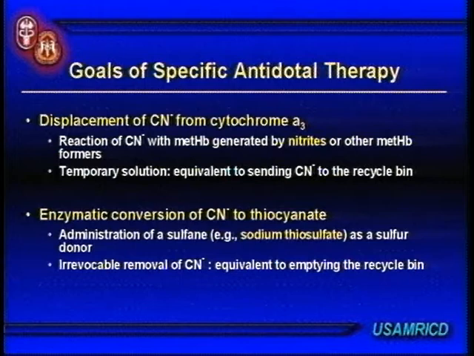Remember, what are the two reactions that cyanide likes to participate in? It likes to react with metals and sulfur. That's what we're going to do. We're going to give it a metal and we're going to give it a sulfur. The metal we're going to give it is methemoglobin. We're going to form methemoglobin from the hemoglobin that's already in the body by administering a nitrite that will generate methemoglobin, and the cyanide can react with that. And the second thing we're going to do is to use this enzyme, rhodanese. We're going to administer a sulfur donor. We're going to let the enzyme already in the body convert some of that cyanide to a less toxic compound by reacting it with the sulfur.